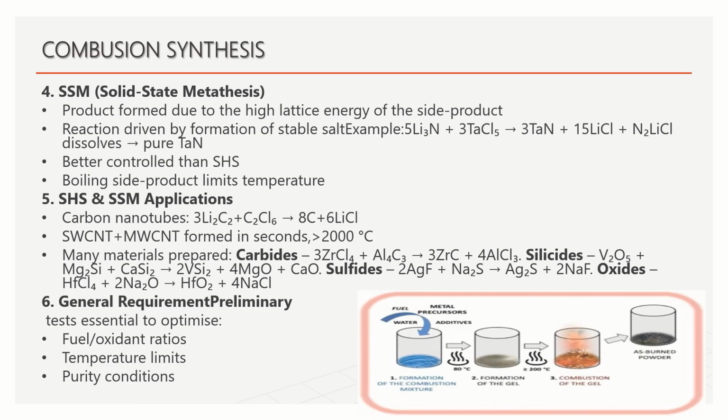Material you can make with SHS using these rapid self heating reactions, we can prepare carbides, which is shown here, and silicides, sulfides, oxides, phosphides, and many more. In all these cases, we have to do preliminary tests to optimize the exact ratios and reaction conditions, because these reactions are extremely fast and we must tune them carefully to get phase purity and high quality products.